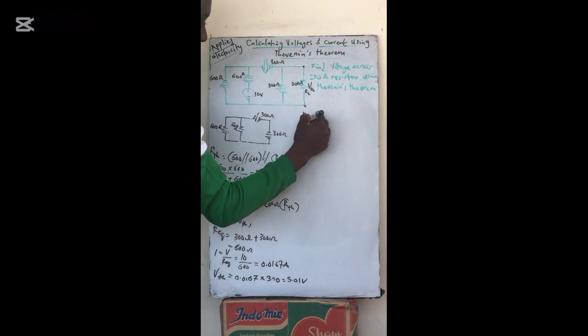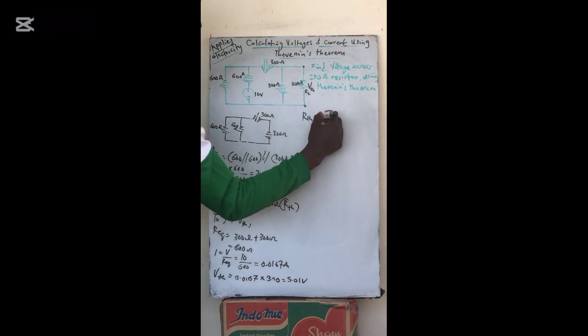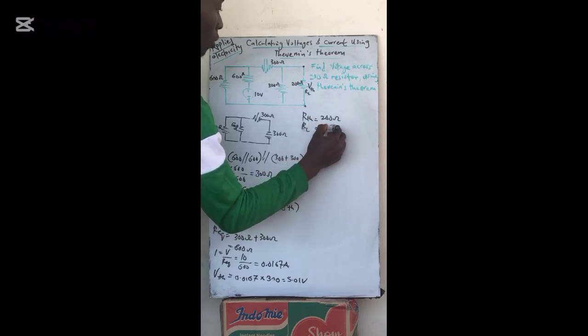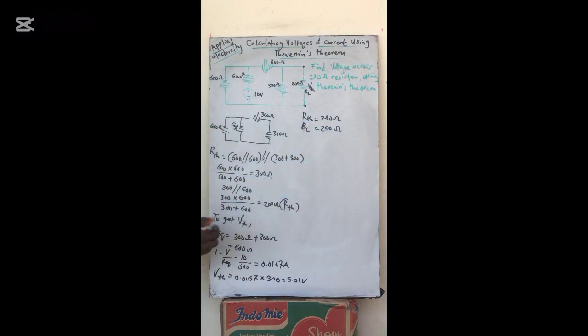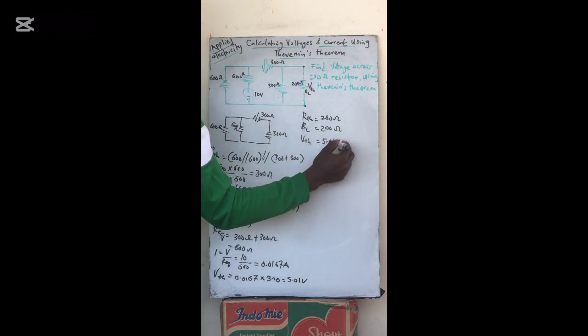So now we have our V Thevenin, we have our R Thevenin, and we also have our load resistor. So we can get the voltage that we are asked to look for. When you are looking for voltage, I think we should write out our given. So let us write all what we have gotten so far. R Thevenin is what? 200. Our load resistor, our RL, is also what? 200. Then our V Thevenin is 5.01 volts.